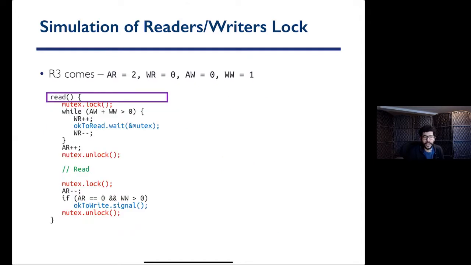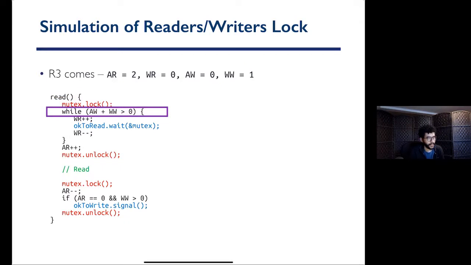Now let's say R3 comes. What happens to R3? Now R3 is going to check active writers and waiting writers. Now, because waiting writer has become 1, this reader is not allowed to go in because there is another writer who wants to go. Then this guy is going to go and wait.